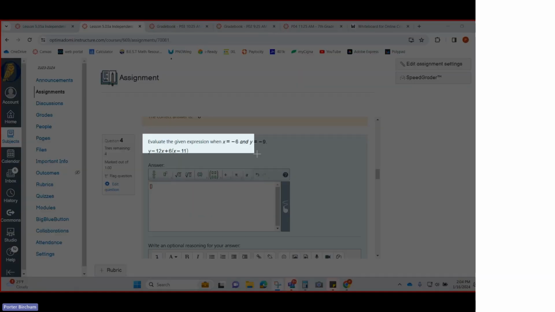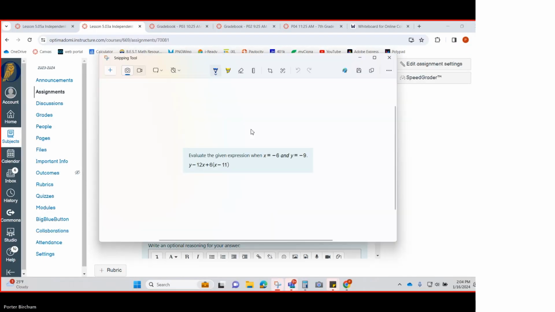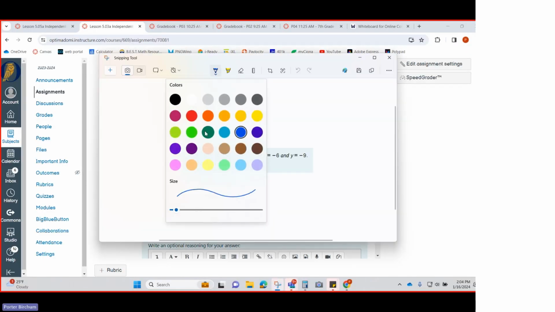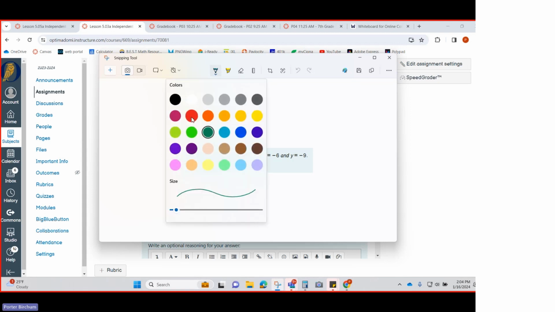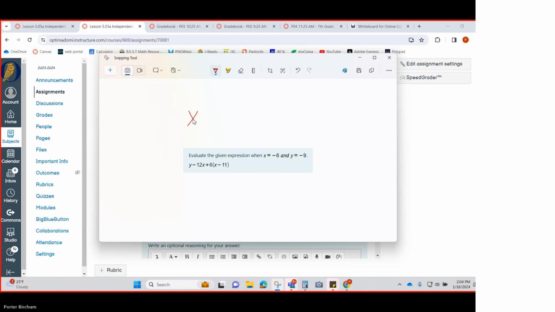Now, let's do number 4. First, I'm going to write down the expression exactly how I see it. Exactly how I see it. Okay, ooh, tough.